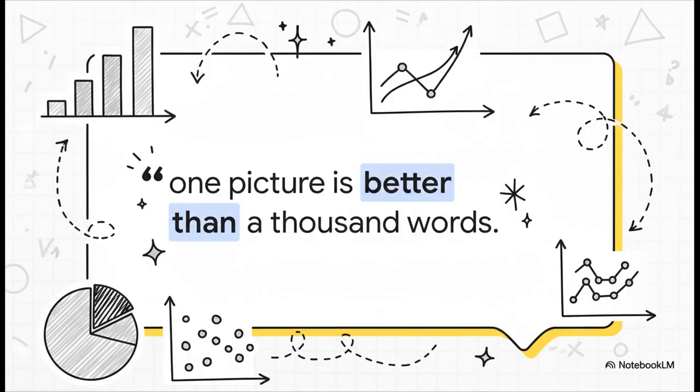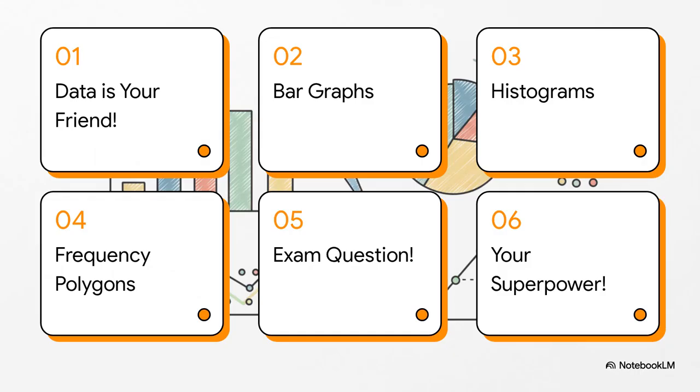You know, they say one picture is better than 1,000 words. And in maths, this is so true. A good graph helps us see the story behind the data, instantly. It's not magic, it's just a really smart way to understand everything at a single glance. So, let's see our plan for today. We're going to cover these topics one by one, and I'll make sure you understand everything perfectly. Ready to start? Let's go.